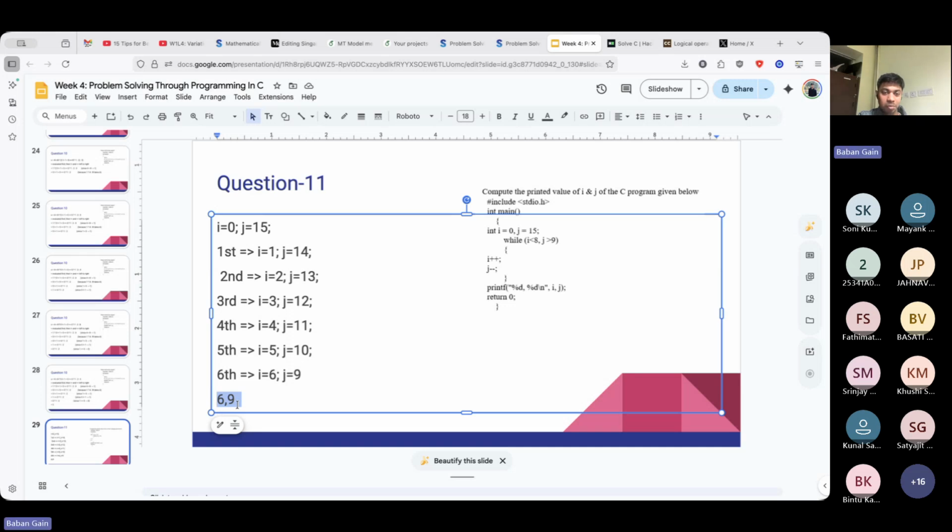What will happen with a comma is that both of the statements will get executed. You can give even 5 commas, any number of commas, and everything will get executed, but only the last one will be considered for the while loop. So anything that happens with i less than 8, only the j greater than 9 condition will be considered.